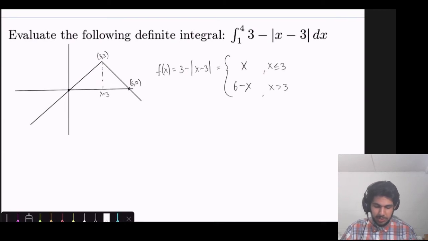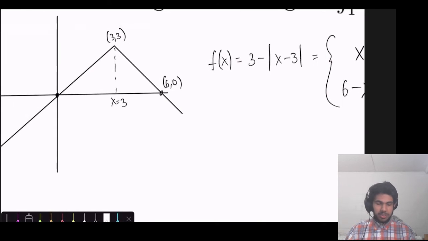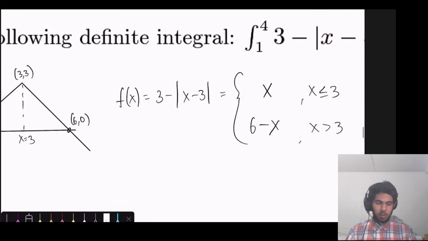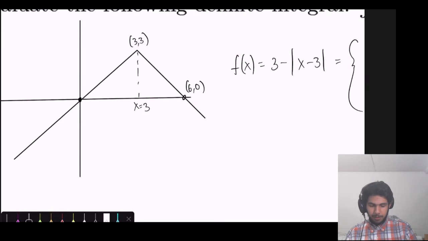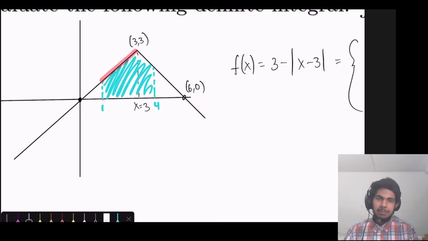Now, why did we do that? We're curious about the integral from 1 to 4, so the area under the curve from 1 to 4. 1 is somewhere here, this is 1, and this is 4. So we want this blue area here, and remember the area is bounded by the function and the x-axis.